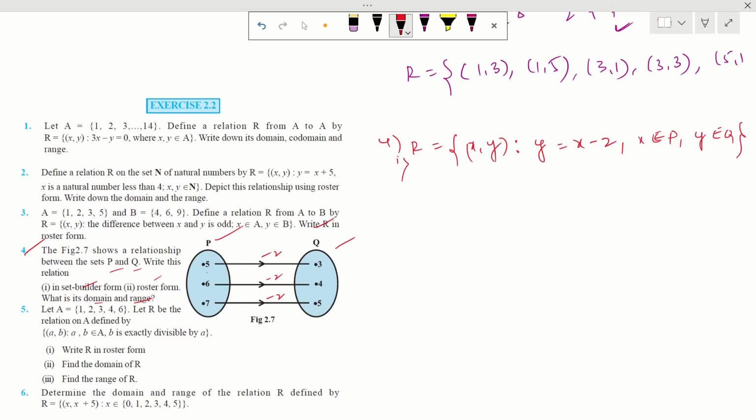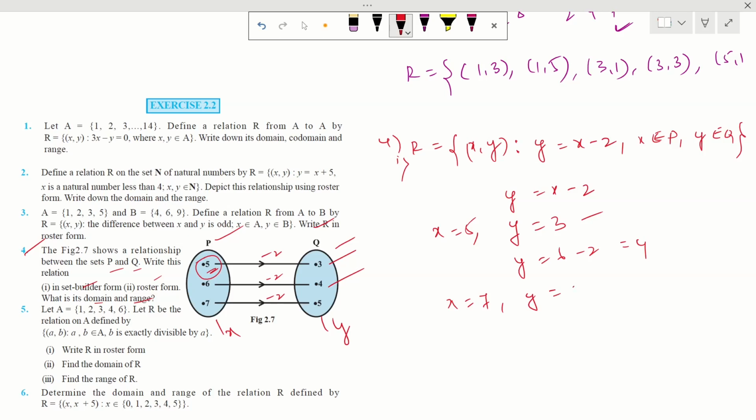When we put the value x equal to 5, 5 minus 2 is 3, y is 3 here. Put y equal to x minus 2. When we put x equal to 5, the first element, then the second element will be 3. These are the x values, these are the y values. Then put 6 here, 6 minus 2 is 4. Then put x equal to 7, we get y equal to 7 minus 2 is 5.